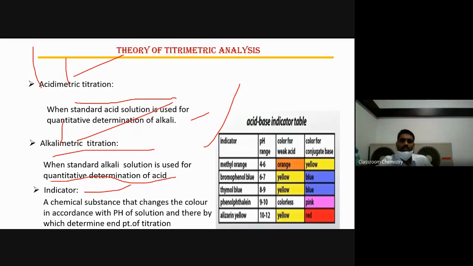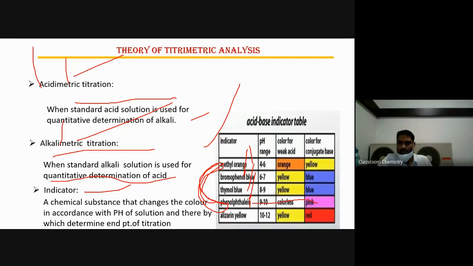In the picture, I show different types of indicators: methyl orange, bromophenol blue, thymol blue, phenolphthalein, alizarin. Some indicators are new. I think you are familiar with only phenolphthalein and methyl orange. Only these two indicators you use up to SYBSC. Let's see what types of colors. We focus on phenolphthalein.